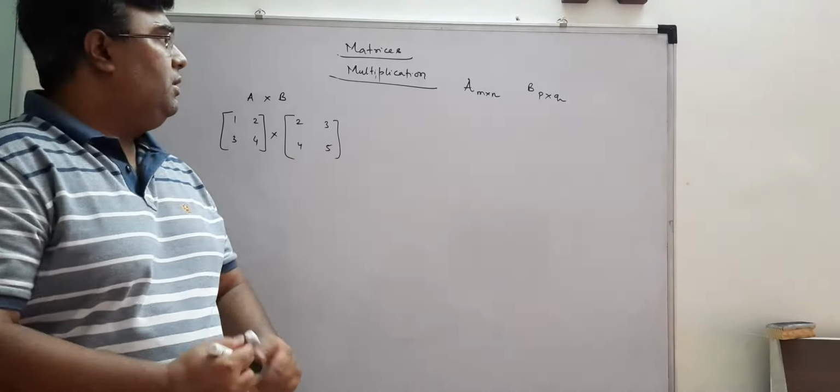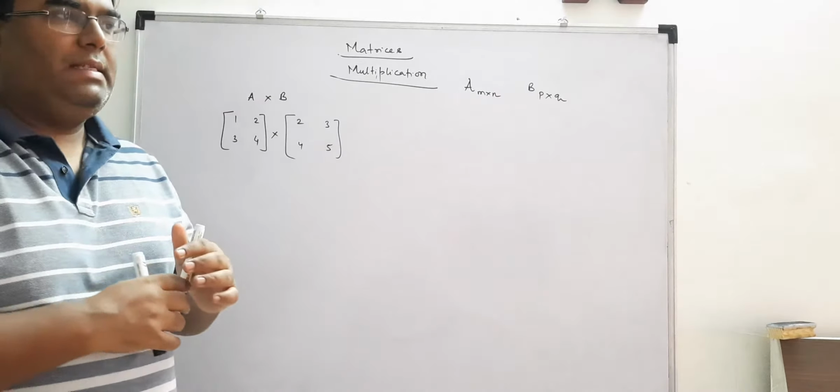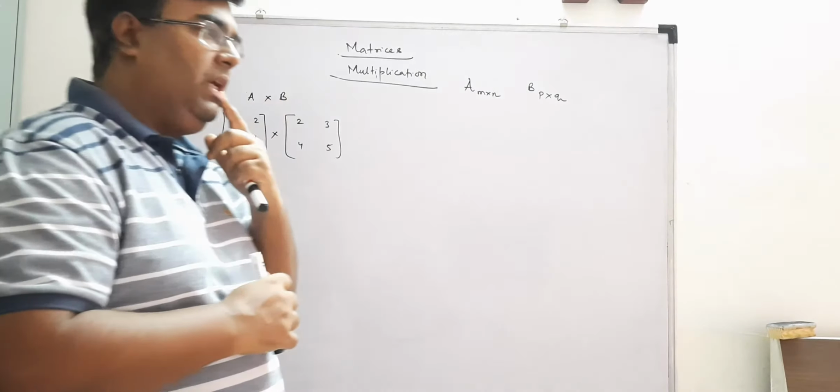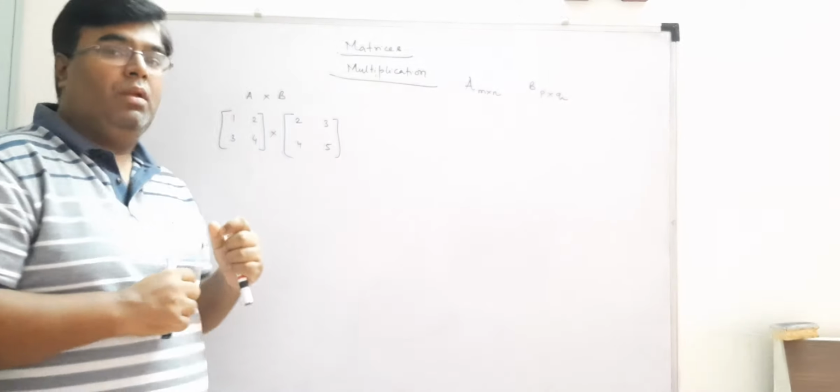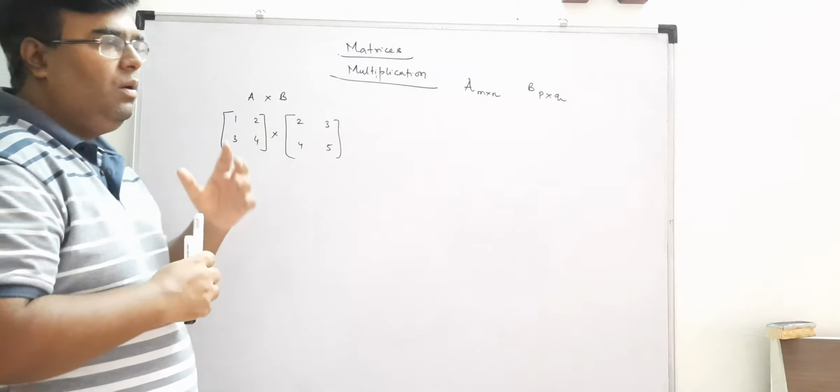Hi, in this lecture, we are going to learn multiplication of two matrices. Earlier, we had seen that if you multiply a number with a matrix, all the elements of the matrix will get multiplied by that number. Here, we will be multiplying two matrices, meaning multiplication of one matrix by another matrix.